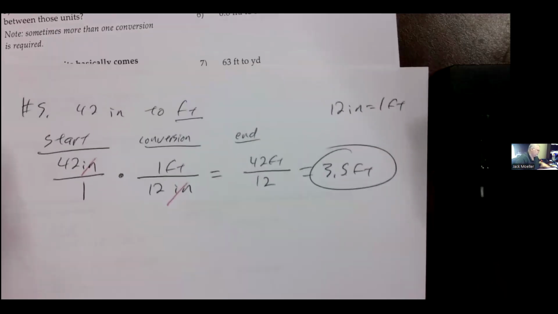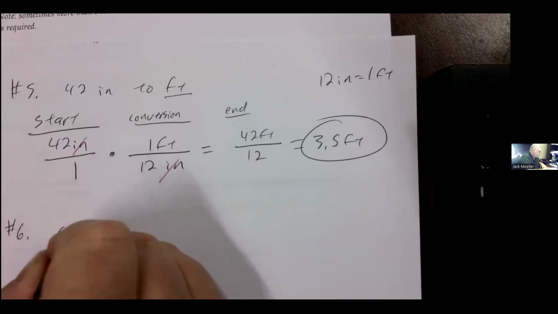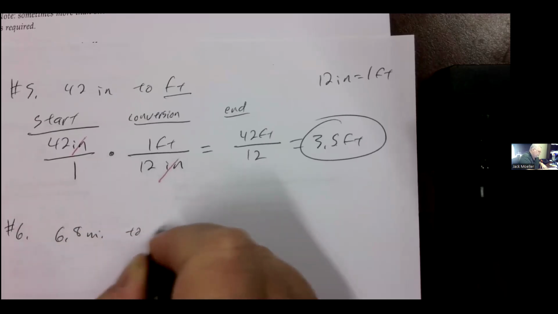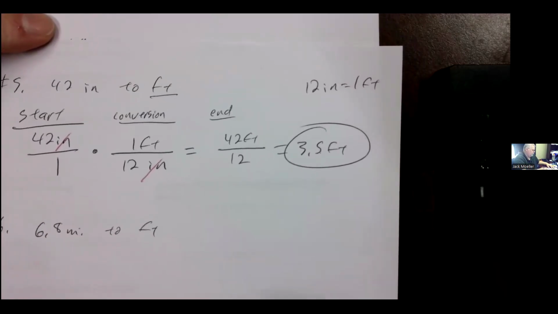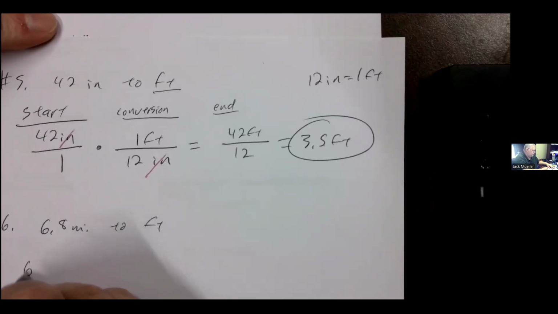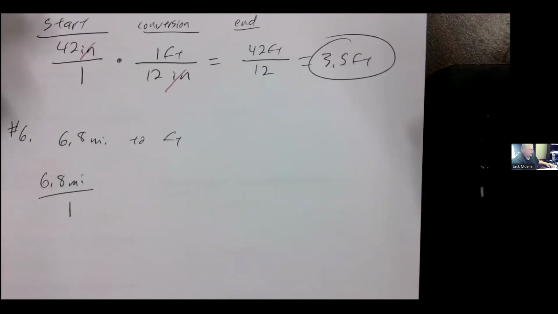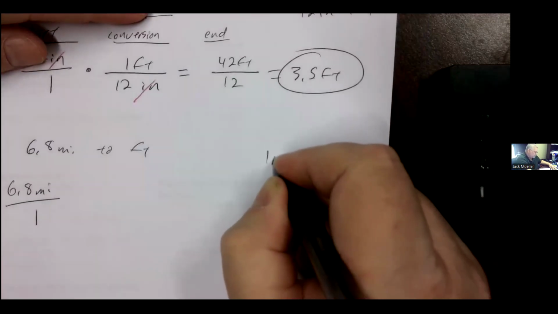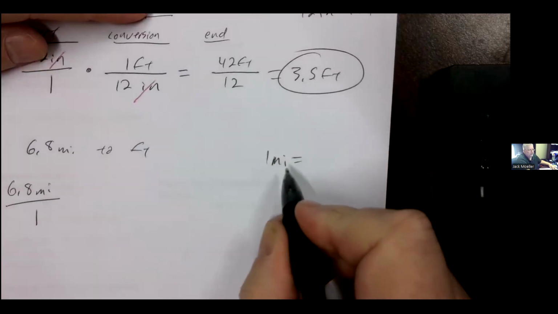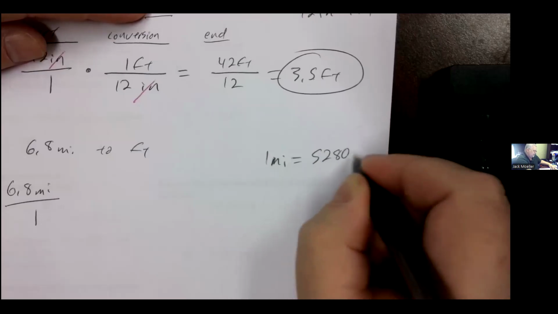So how about some bigger numbers here? We want 6.8 miles to feet. We're going to start with 6.8 miles, so put that over 1. Now, how do we convert miles to feet? What do we know? Well, we should know that 1 mile, and again, for mile, make sure to use MI, not M, because that would be meters, is 5,280 feet.